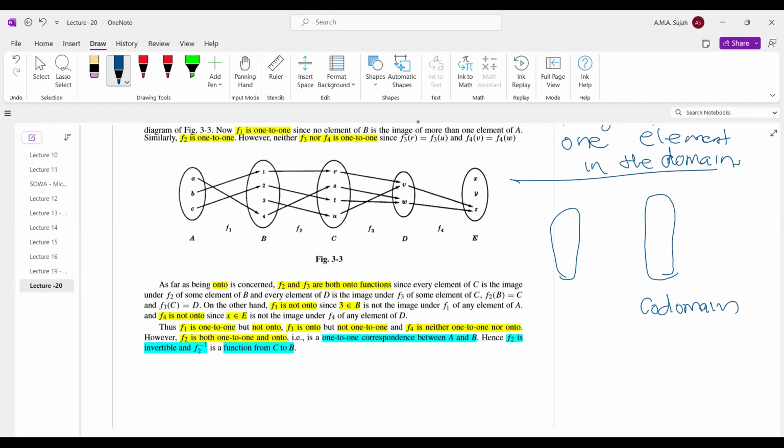If it is an onto function, every element in the codomain... So here, if you have 4 elements in the codomain, each and every element has a relation with the domain, at least one relation. So here, let's say A, B, C. The important thing is that all the elements from 1 to 4 definitely have a relation with the domain.